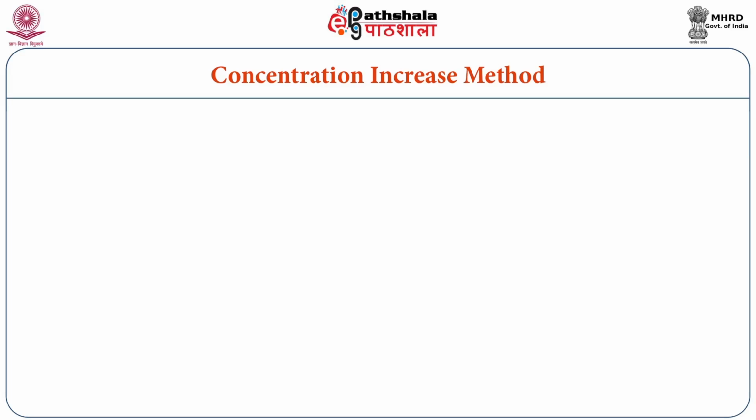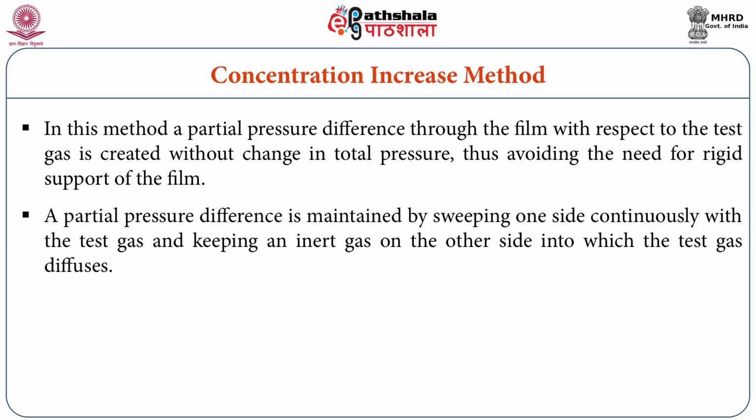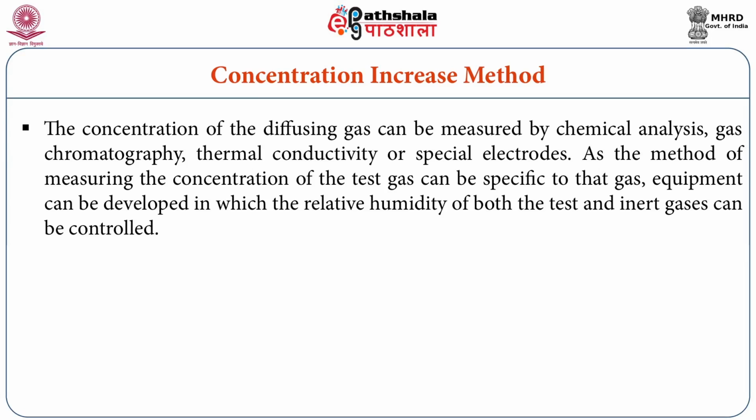Another method is the concentration increase method. In this method, a partial pressure difference through the film with respect to the test gas is created without change in total pressure, thus avoiding the need for rigid support of the film. A partial pressure difference is maintained by sweeping one side continuously with the test gas and keeping an inert gas on the other side into which the test gas diffuses. The concentration of the diffusing gas can be measured by chemical analysis, gas chromatography, thermal conductivity or special electrodes.